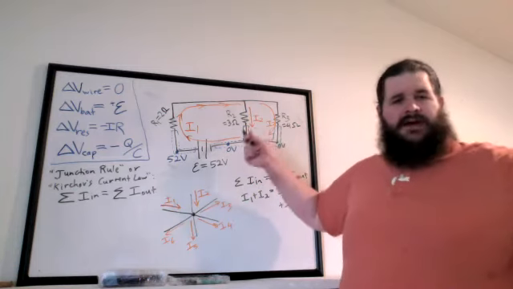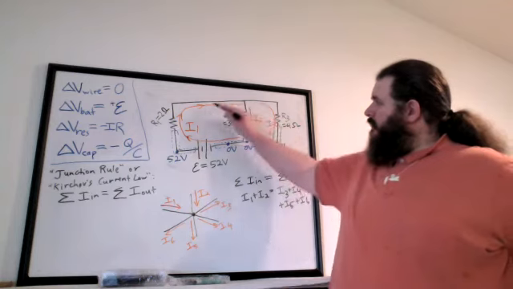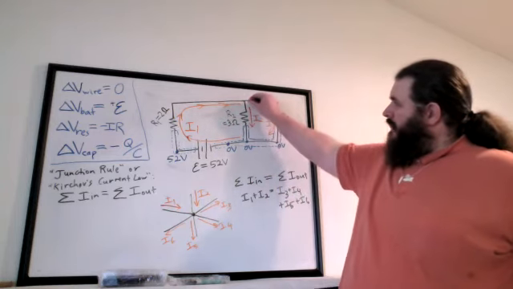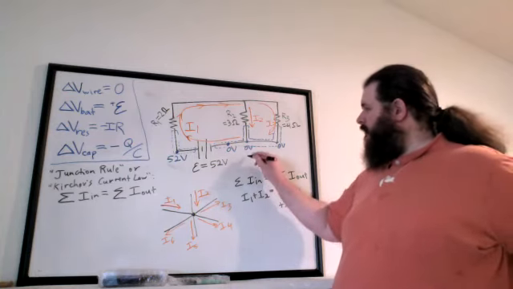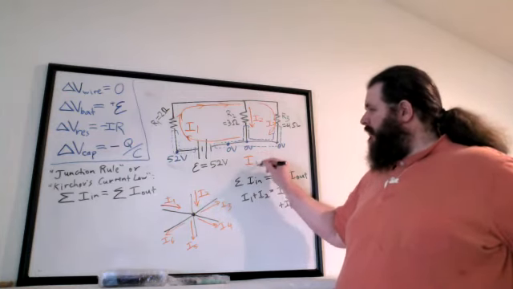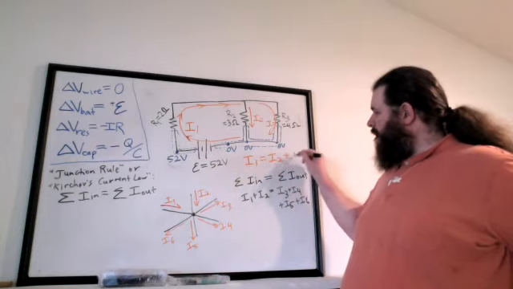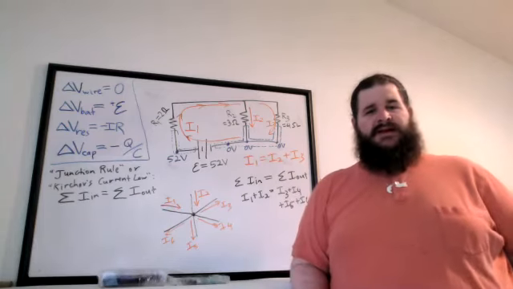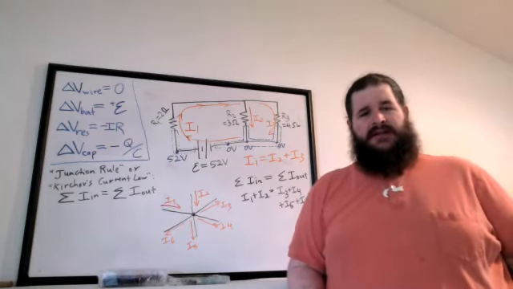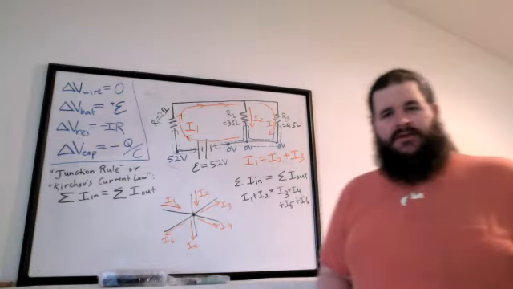So the current splits up, but we can use the junction rule here. The current flowing in is I1, the current flowing out is I2 and I3 together. So we can say for certain from the junction rule that I1 equals I2 plus I3. Which means, among other things, if we can find any two of those currents, we can immediately calculate the third one as well. Any questions on that so far?